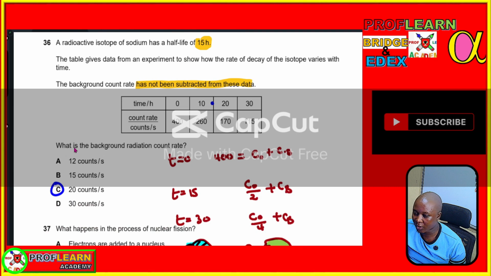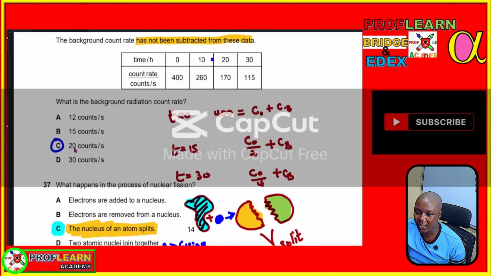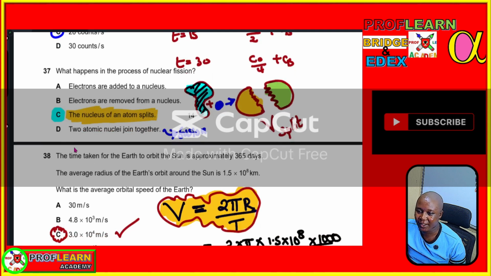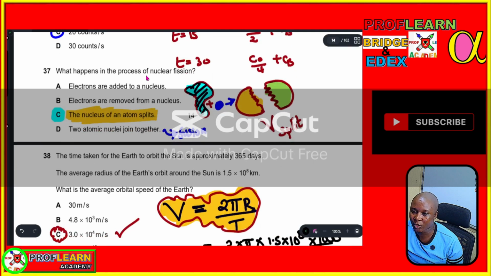And for this question, we're going to work backwards, and we're going to get 20 counts. We have question number 37. What happens in the process of nuclear fission? Nuclear fission is the splitting of nuclei, and that is nuclear splits. Nuclear fusion is when nuclei join together.